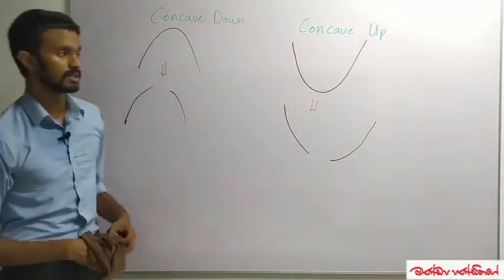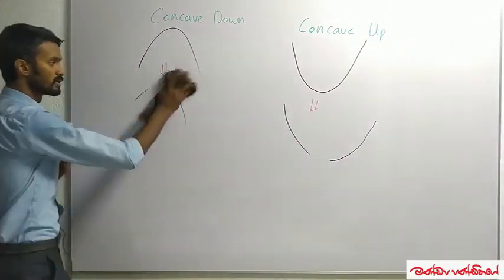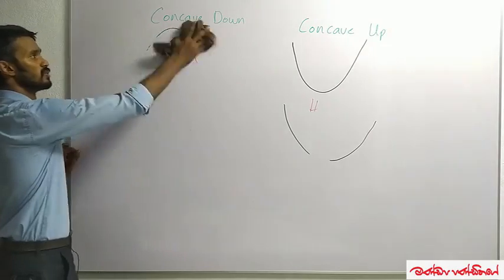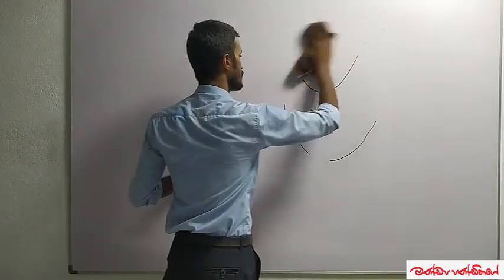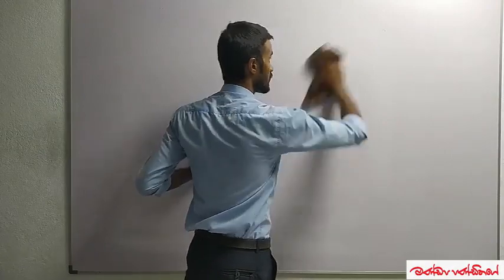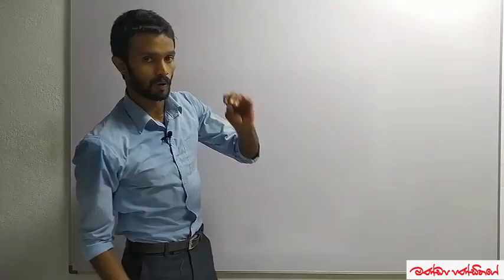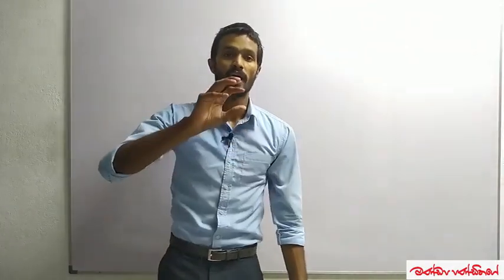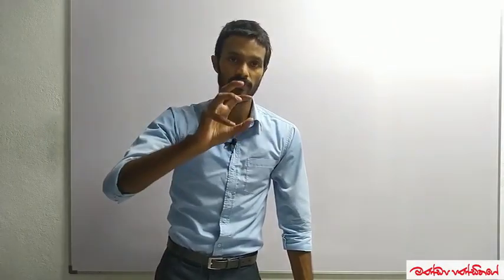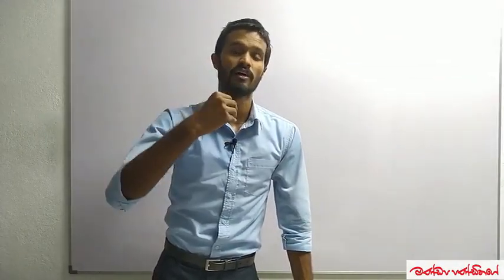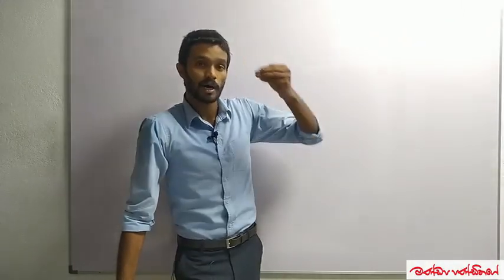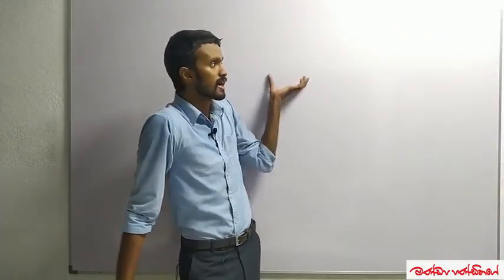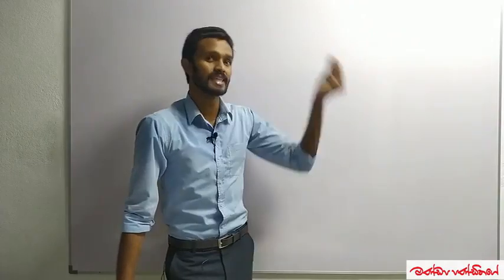Okay. Now I'll move to the definition of an inflection point. If you Google search the inflection point, they will give the definition. What is an inflection point? An inflection point is a point where the concavity of a graph is changed. What is an inflection point? An inflection point means a point where the concavity of a graph is changed.